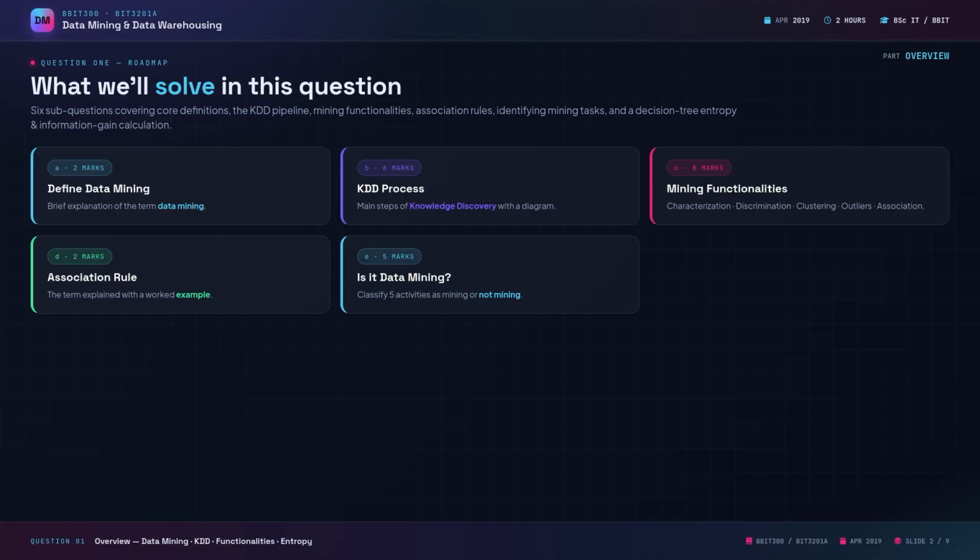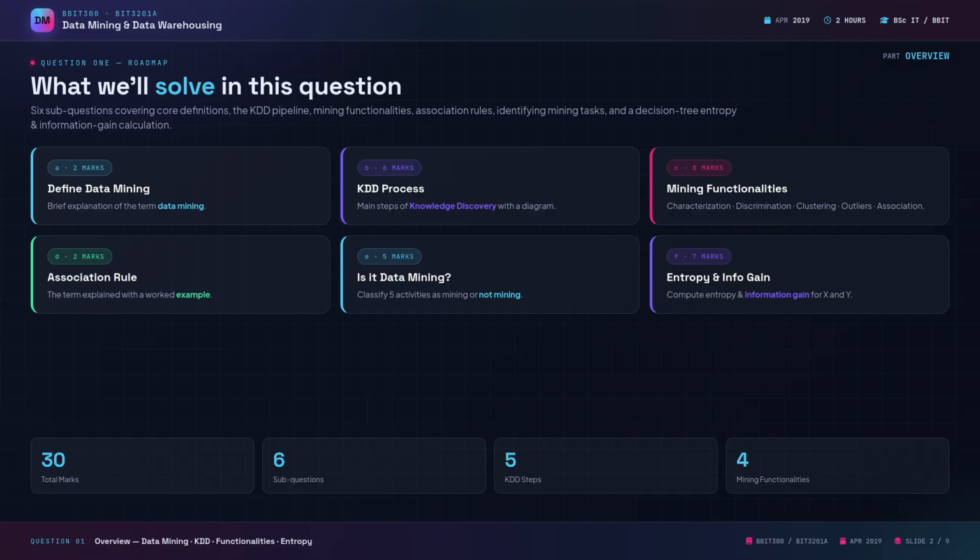Part E worth 5 marks tests whether you can tell the difference between a data mining task and a simple data processing task. And Part F worth 7 marks is a calculation, working out entropy and information gain for a small dataset. Let's tackle each one in turn.